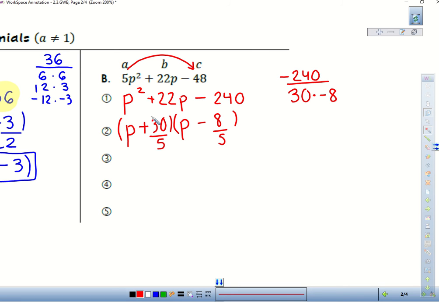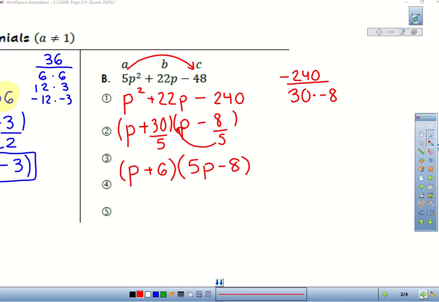What's 30 divided by 5? Good. And can I reduce 8/5? No. So I bring the 5 in front of the p. And this is the fully factored form. Now when I say it's the fully factored form, what that actually means is if I were to use FOIL to multiply that out, it would end up giving me the original problem. Okay, that's what that means. Alright, do we have any questions before we move into C? Alright.